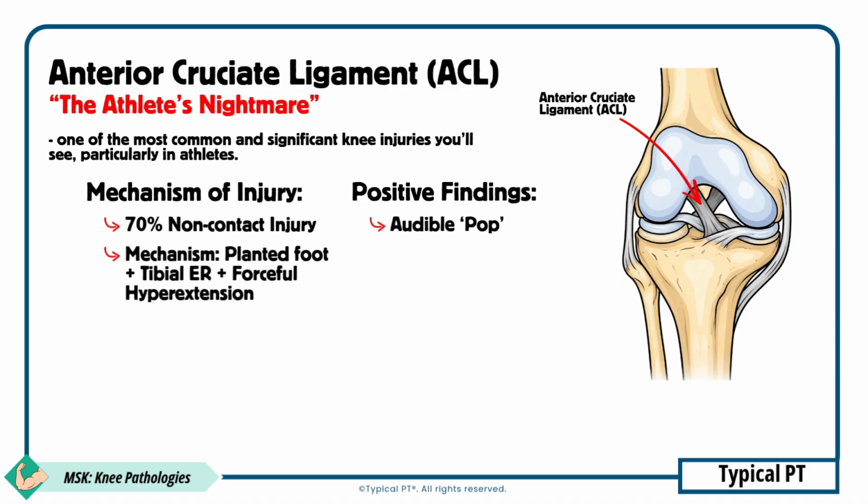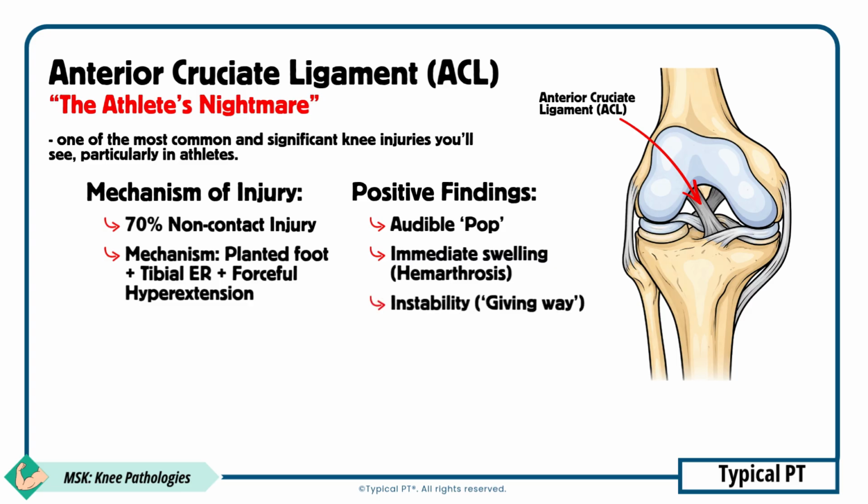On examination, you'll typically find immediate swelling and hemarthrosis, meaning blood in the joint. Patients report a feeling of instability and pain that worsens with weight bearing. Now, when a contact injury does occur, it's usually a valgus force, meaning a blow to the lateral side of the knee. This may also cause an unhappy triad injury.